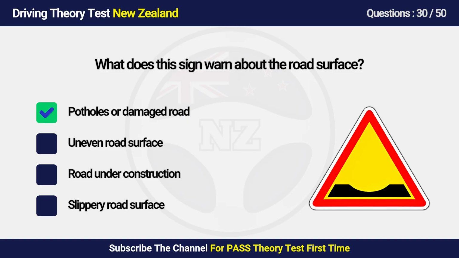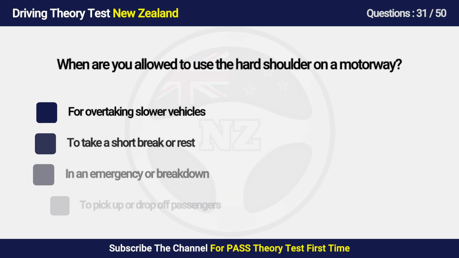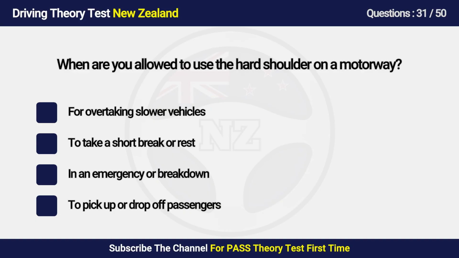Answer is A. Potholes or damaged road. This warning sign indicates that there are potholes or sections of severely damaged road ahead. Drivers should reduce speed and be prepared to steer around hazards to avoid damage to their vehicle. Question 31. When are you allowed to use the hard shoulder on a motorway?